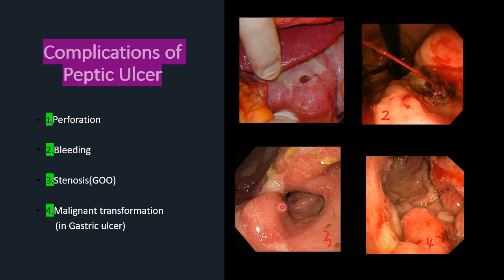Stenosis of the pylorus, because of the ulcer, chronic ulceration and scarring narrows the pylorus and results in gastric outlet obstruction, or GOO, G-O-O. And the last major complication is a gastric ulcer becoming malignant, a malignant transformation. Okay, this can be detected and diagnosed easily by multiple gastric biopsies.